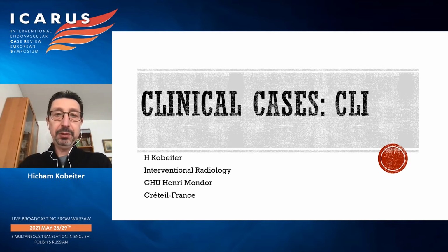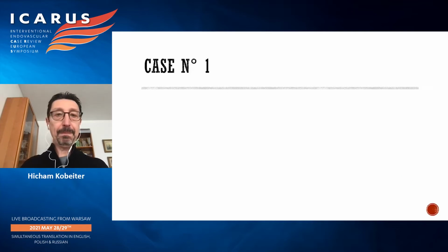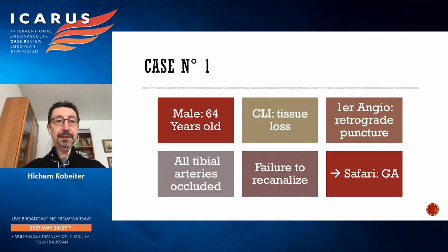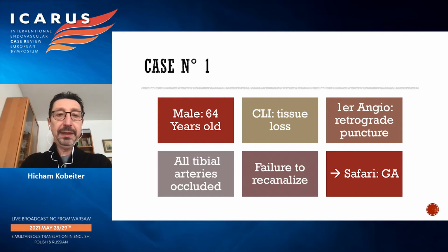My talk is going to be about critical limb ischemia, and I will show you two clinical cases with two different pathologies. The first case is a 64-year-old male who has critical limb ischemia with tissue loss. We made a first attempt by a standard approach, retrograde puncture. We didn't see any tibial arteries at their origin, and we failed to recanalize.